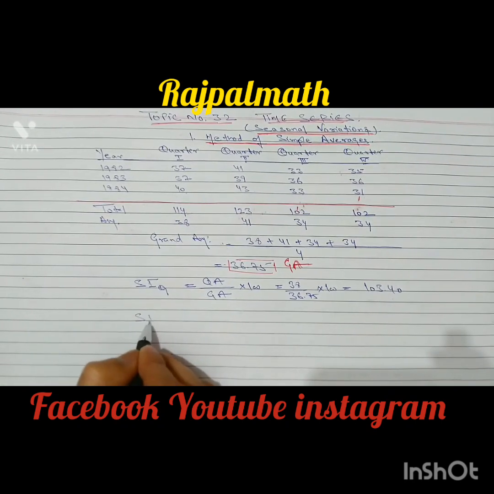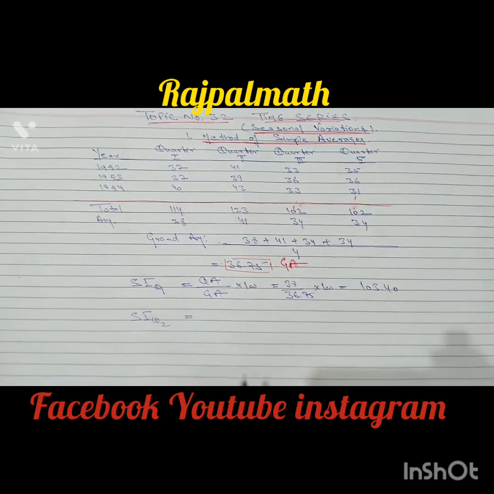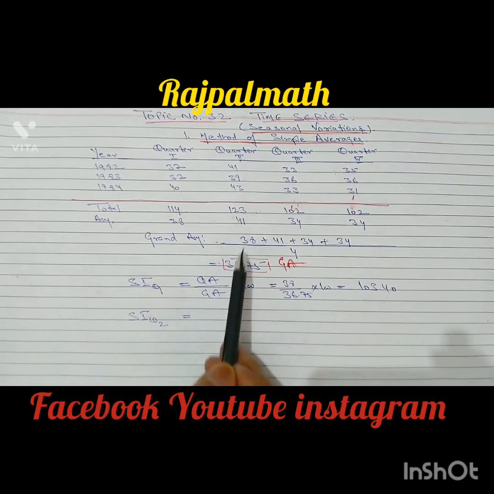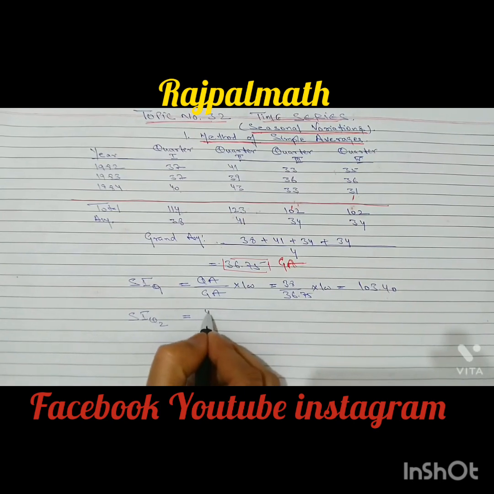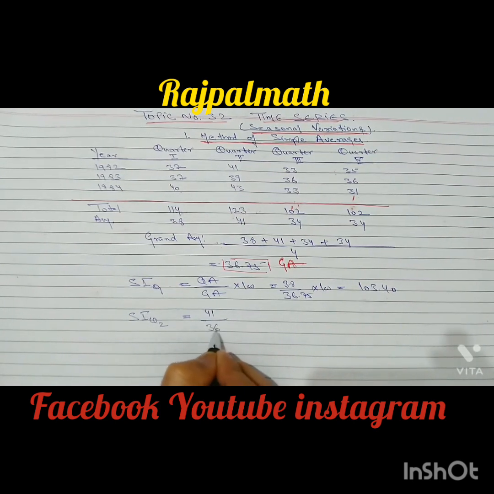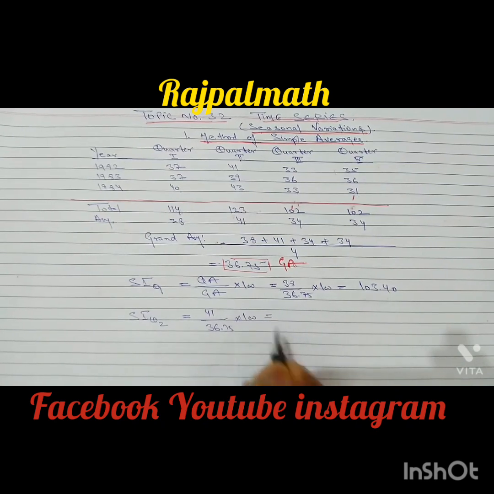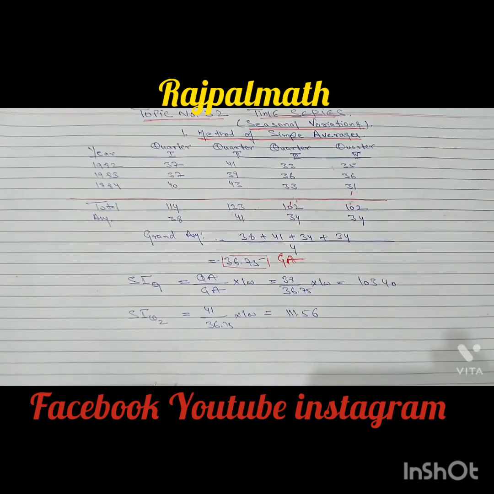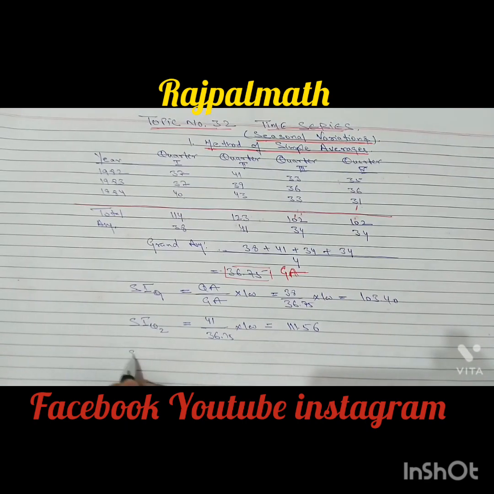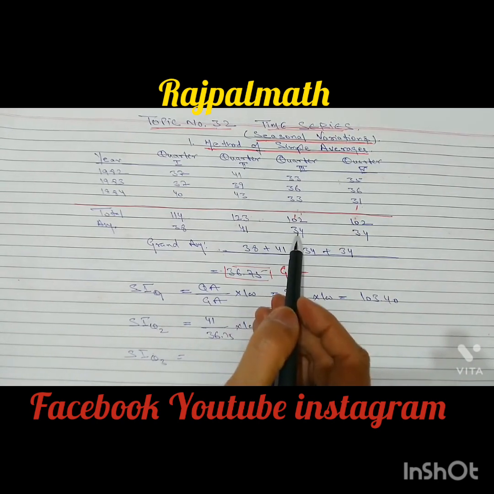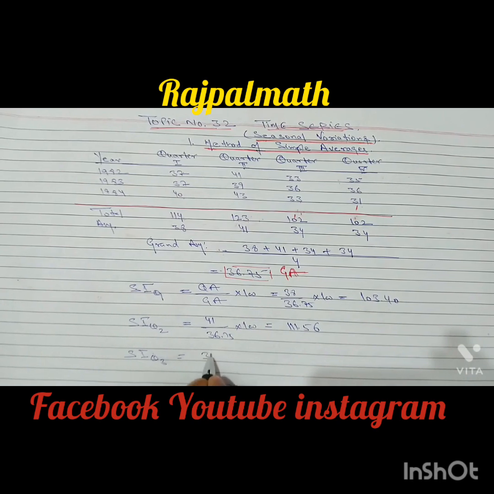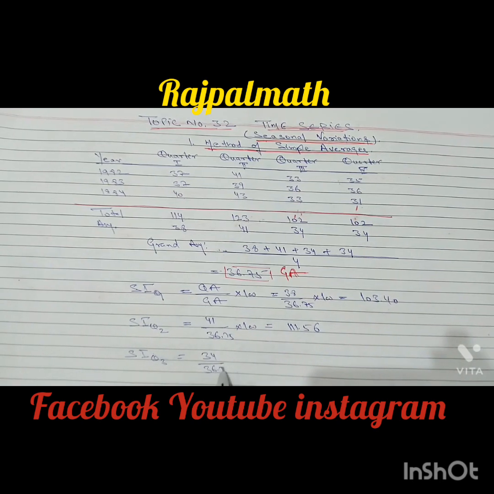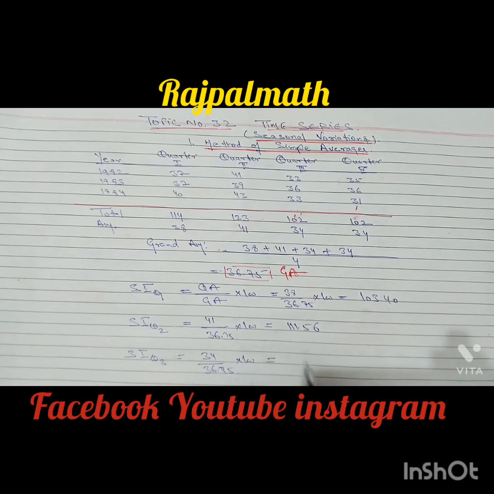Then the seasonal index for quarter 2 equals the quarterly average divided by the general average into 100. 41 over 36.75 into 100 equals 111.56. Then the seasonal index for quarter 3 is the quarterly average divided by the general average into 100. 34 divided by 36.75 into 100 is 92.52.